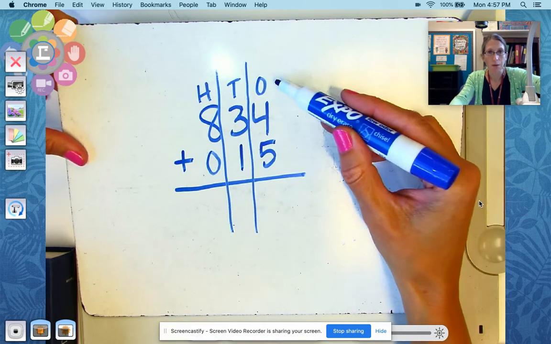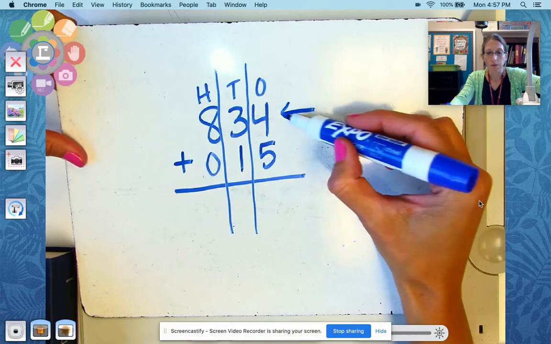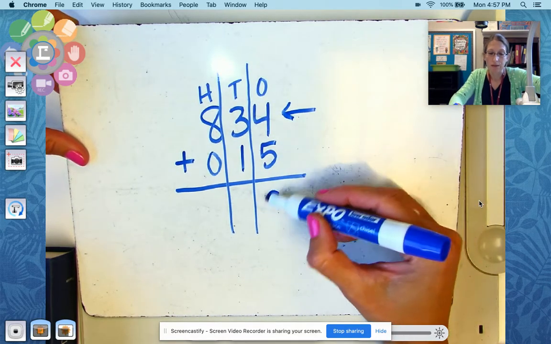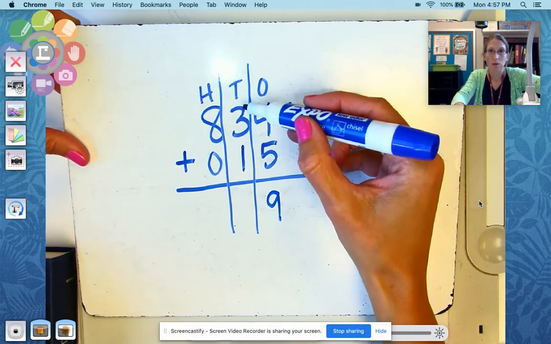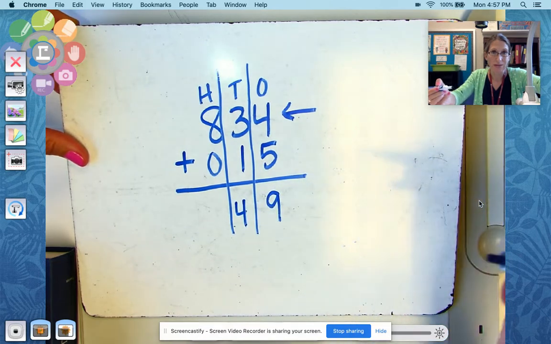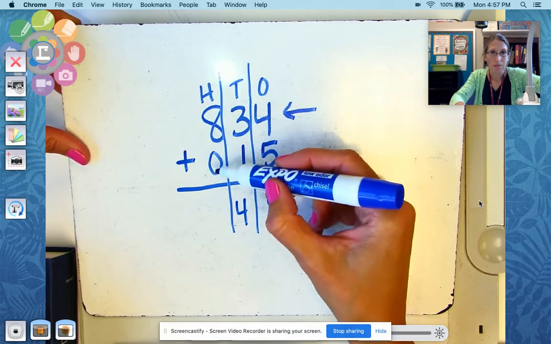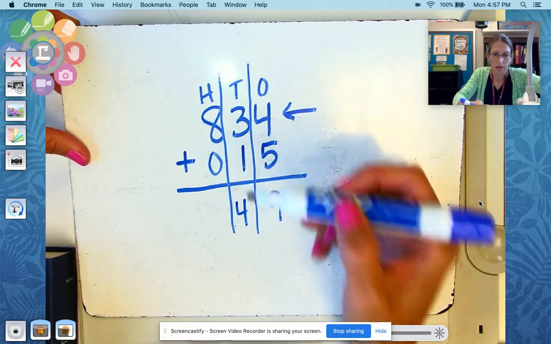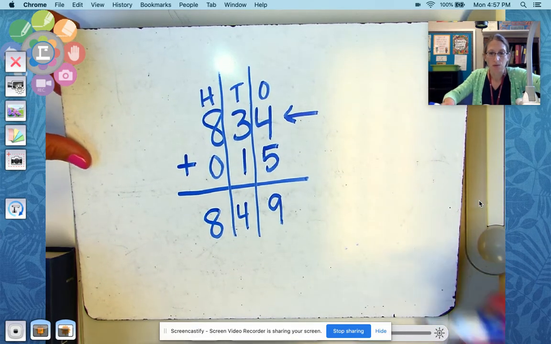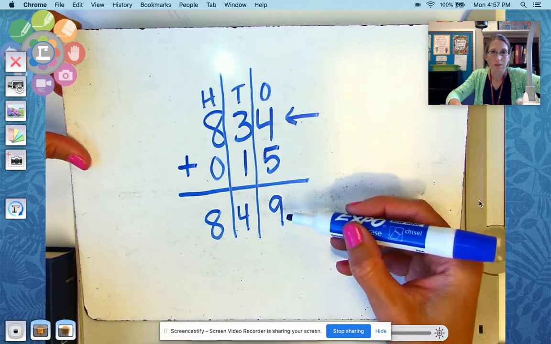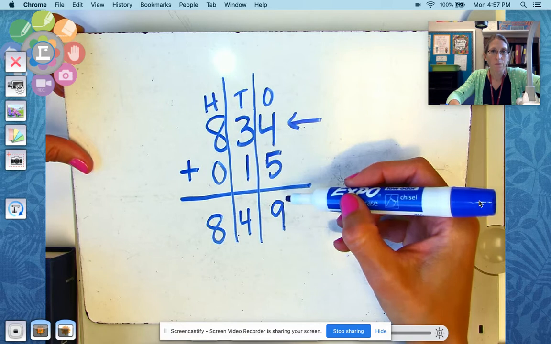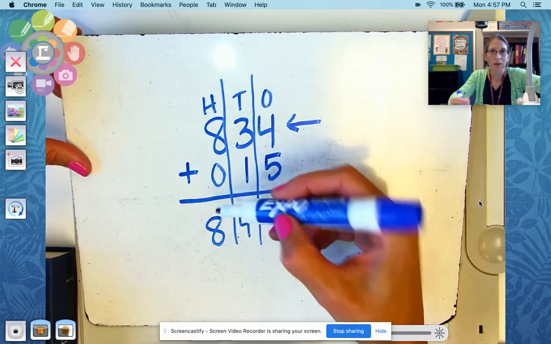All right, so then we've got our ones place because we always start in the ones place and we always start at the top. 4 plus 5 is 9. Let's move over to our tens. We have 3 tens plus 1 ten makes 4 tens. And 8 hundreds plus 0 hundreds or plus nothing makes 8 hundreds. So that is our answer. So again, we're going to start in the ones place, start at the top, and we're going to line up our ones, our tens, and our hundreds.